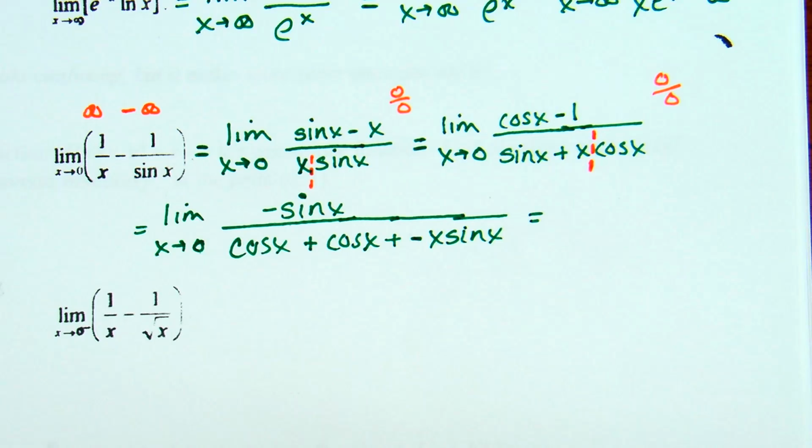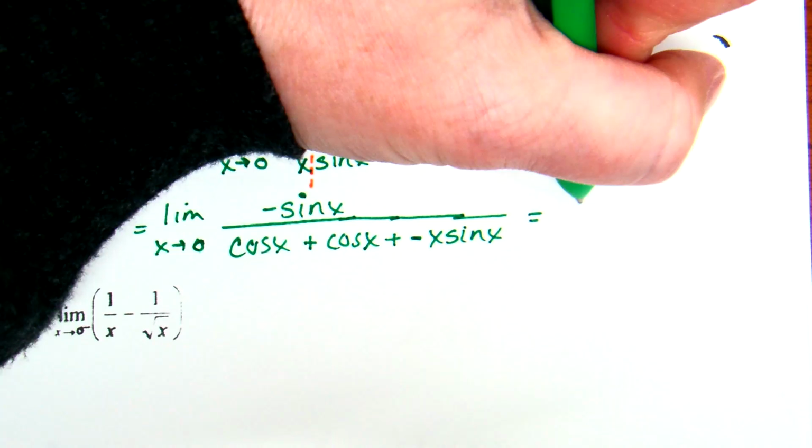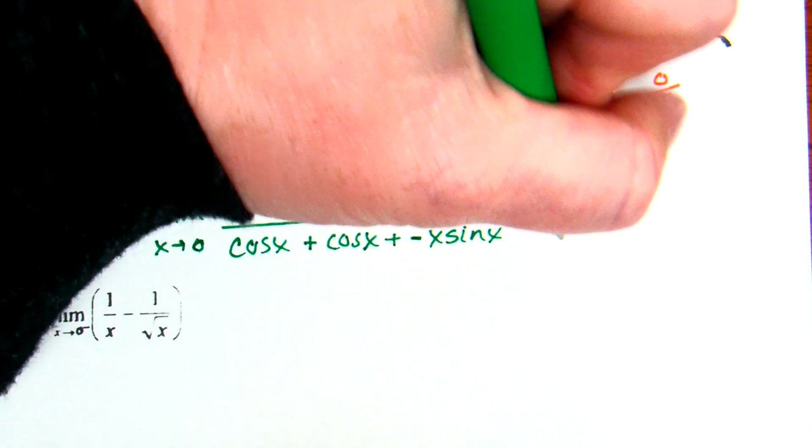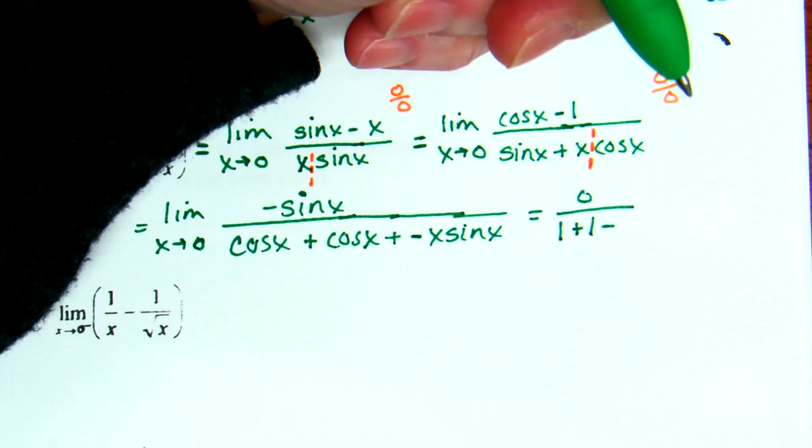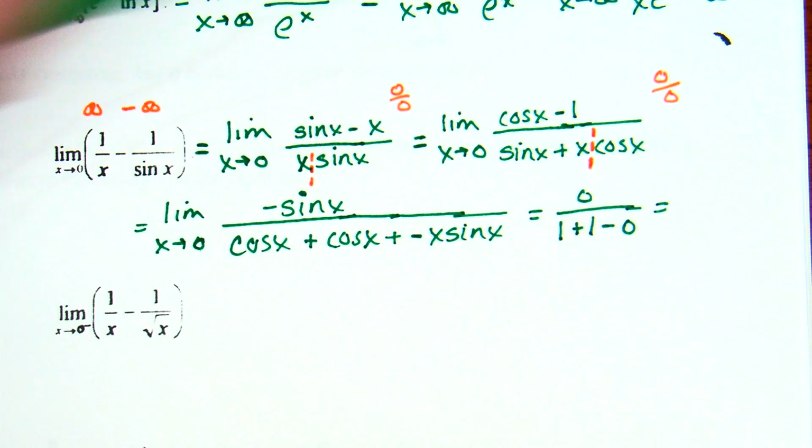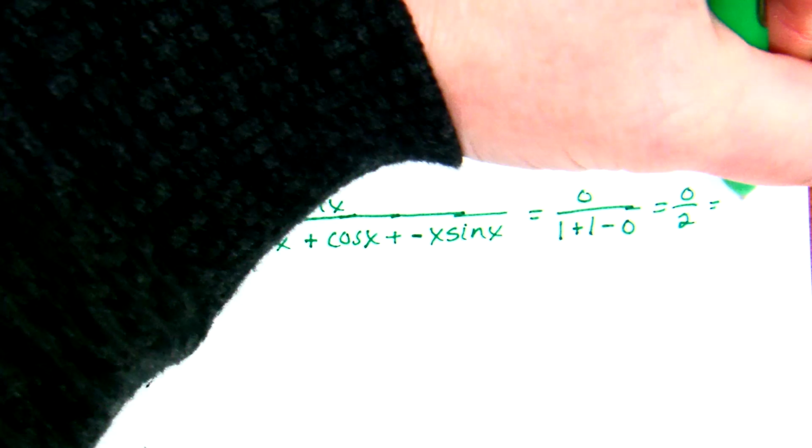Okay. Numerator. Negative sine of 0. Still 0. Denominator. Cosine of 0, 1. Plus cosine of 0, 1. Minus x, or 0 times sine 0, 0. What do I end up with? 0 over 2, which is 0. Man, that would have been a lot easier with a graphing calculator and just checking my graph out of that one. Would have been a lot quicker, that is.